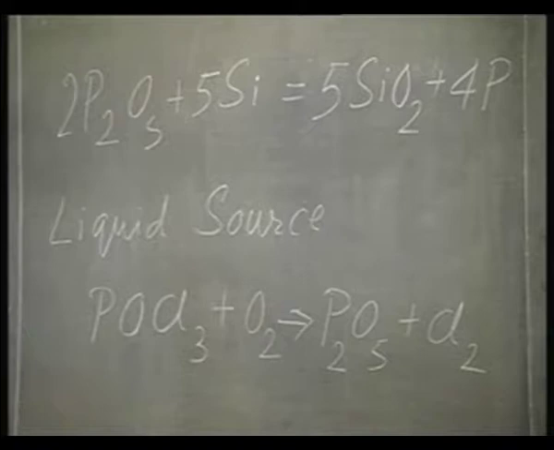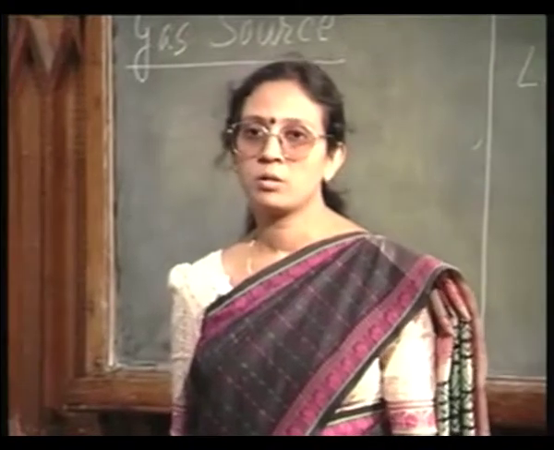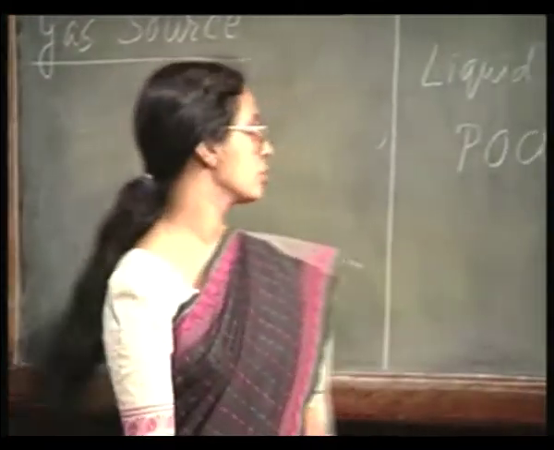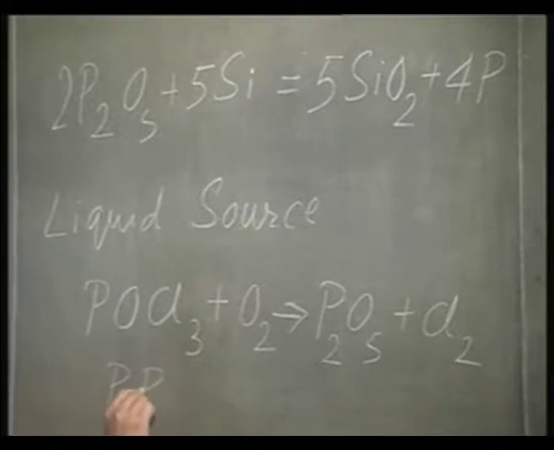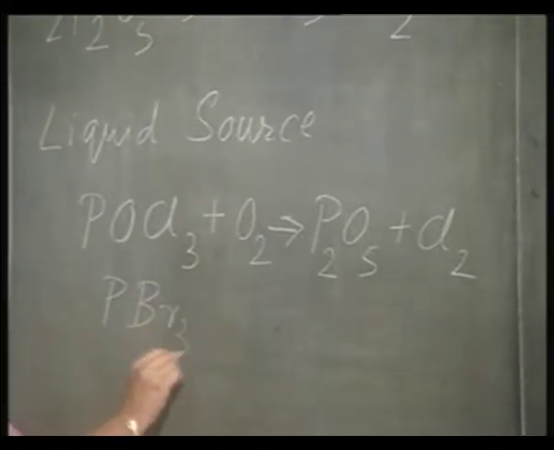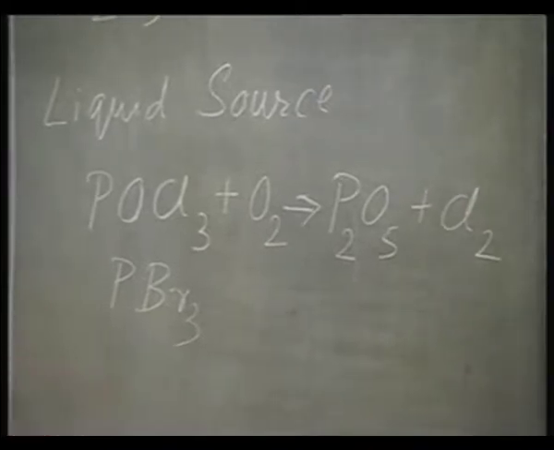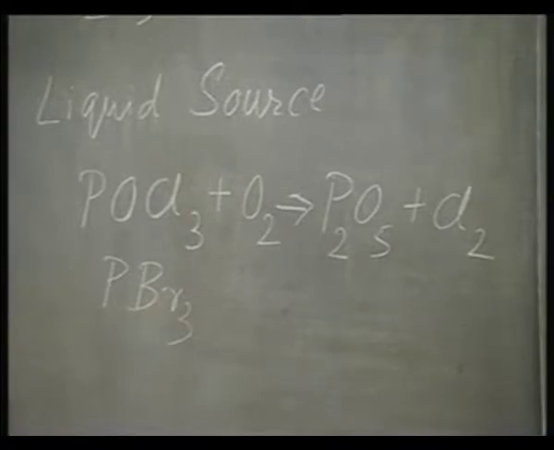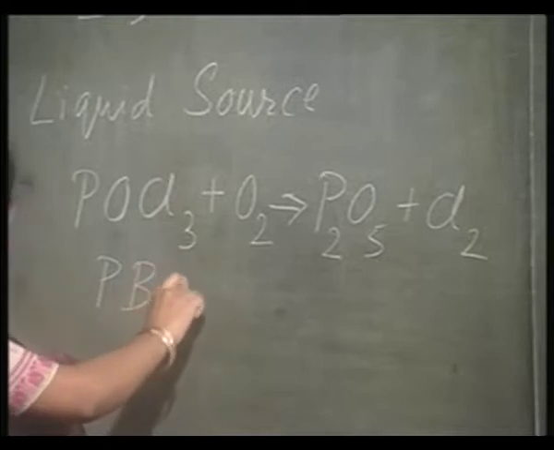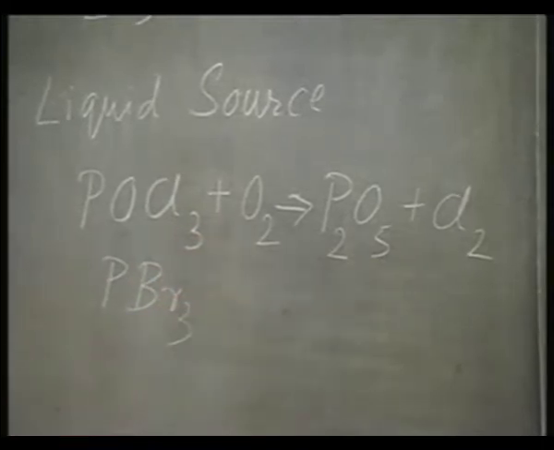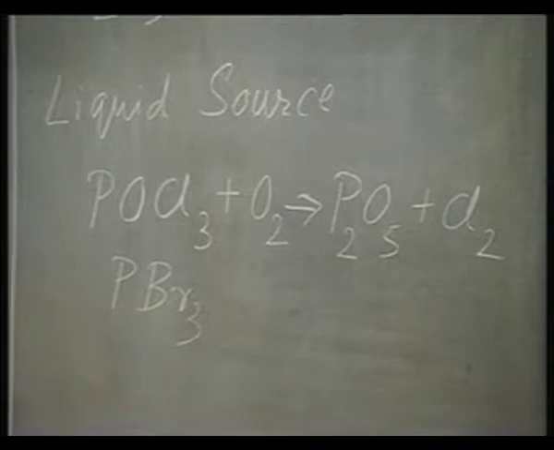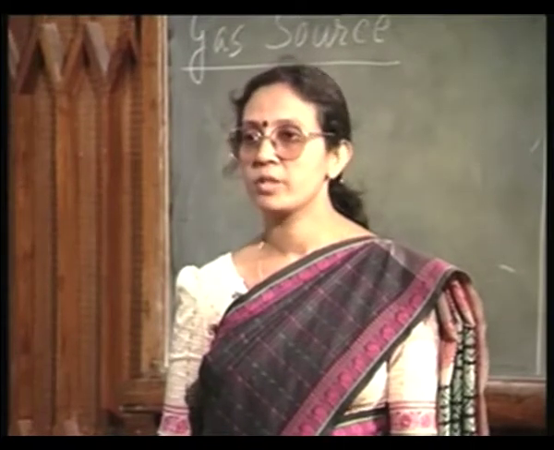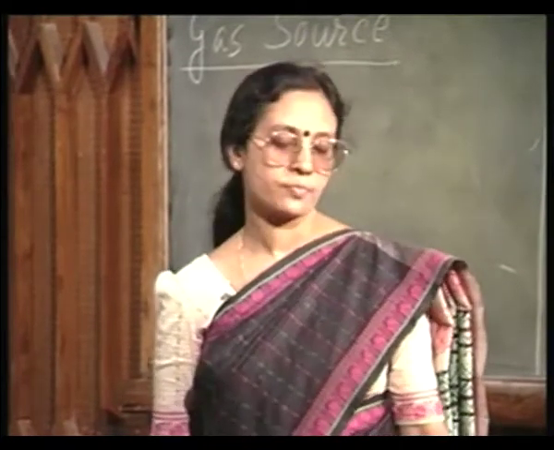POCl3 is almost the universal choice for phosphorus diffusion. Of course, instead of POCl3, PBr3 can also be used. This apparently gives a better gettering action. It releases bromine. Analogous to this, it will react with oxygen, form P2O5 and release bromine, that apparently gives a better gettering action. But POCl3 is very well understood, very well studied, and POCl3 is used.